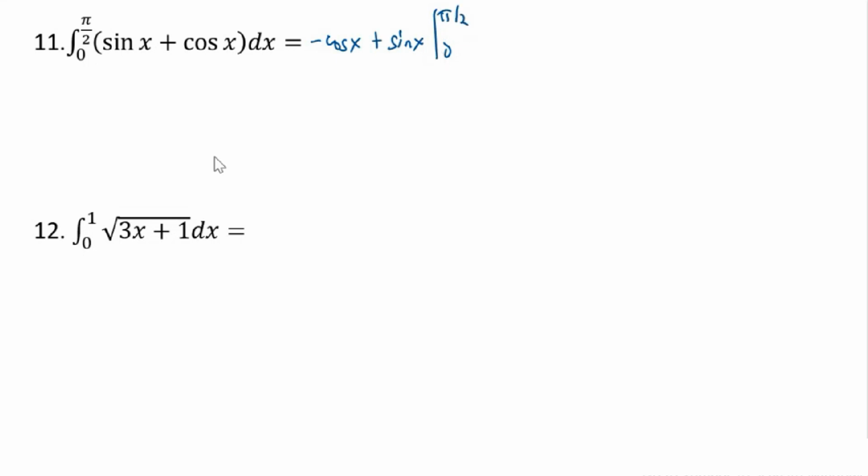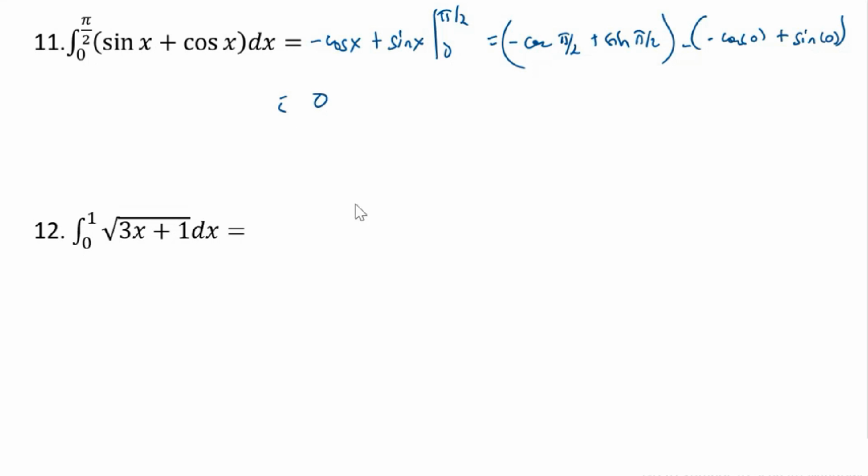All right, so by substitution, I can write now here as negative cosine of pi over 2 plus sine of pi over 2, and then minus, this is the f of b minus f of a, which is now the lower limit. So we have the negative cosine of 0 plus sine of 0. So to solve for that, we have now negative cosine of pi over 2 is 0.